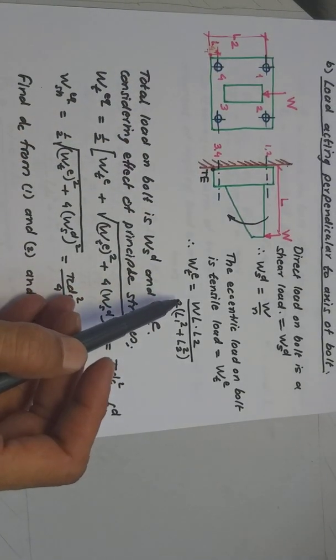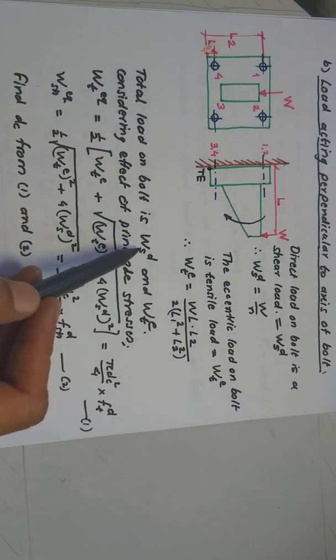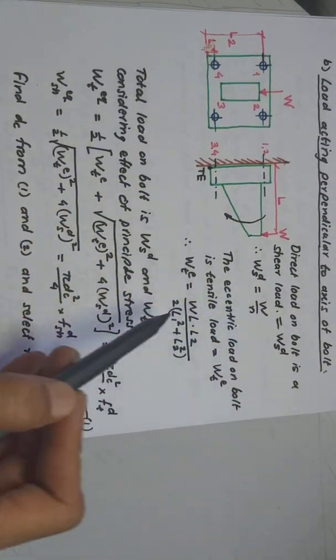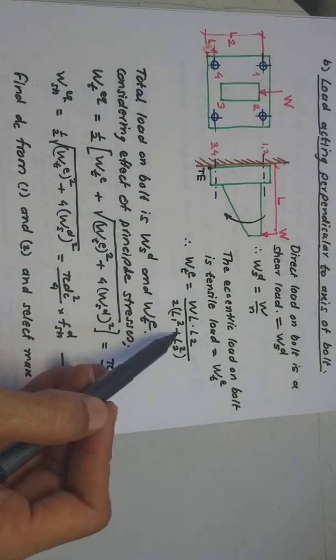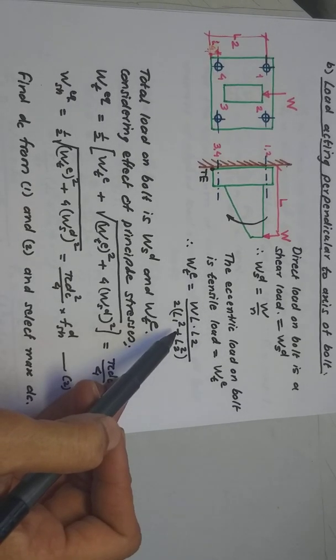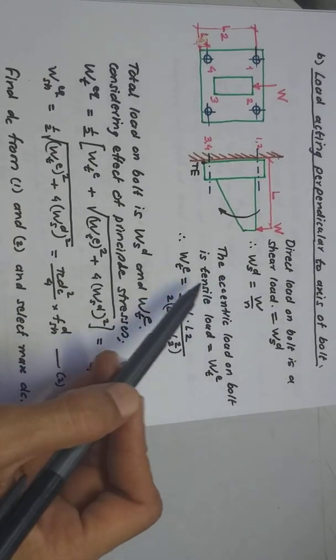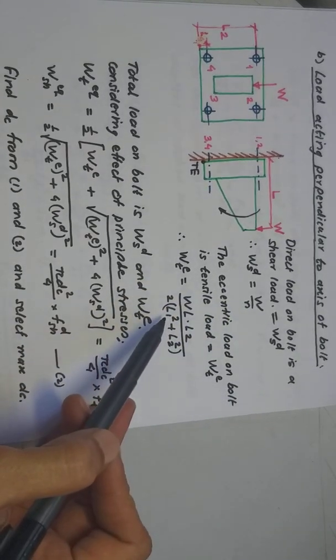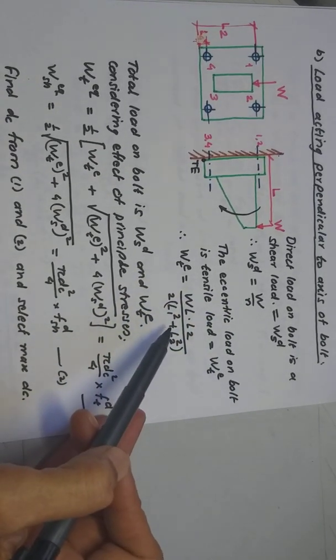So now we know what is eccentric load. We also know the direct load. So the total load on the bolt is W shear direct, that is this, and W tensile eccentric, that is this. Now these are the two loads that are applied on the bolt cross section, which we have to combine. But as you can see, one is shear and the other is tensile. You cannot add them straight away. We have to add them by considering the principal stresses.